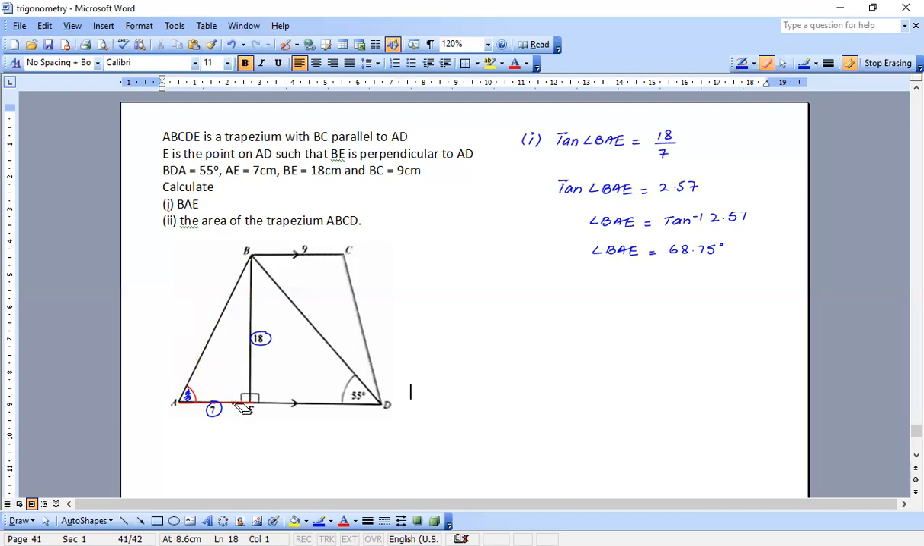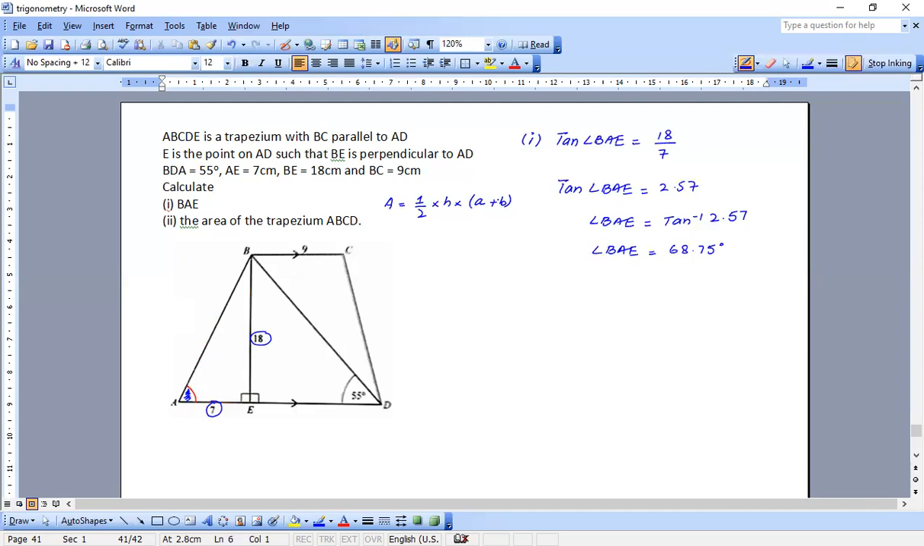Moving on to the next part. The next part says the area of the trapezium ABCD. Okay, the area of the trapezium. The formula for the area of trapezium is, let me write the formula. A is equal to 1 upon 2 multiply by height of the trapezium multiply by the sum of parallel sides. Let me write it as A plus B, or I could have written sum of parallel sides as well.